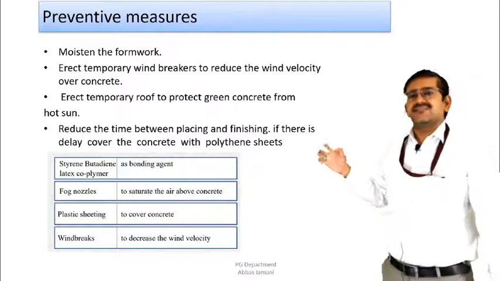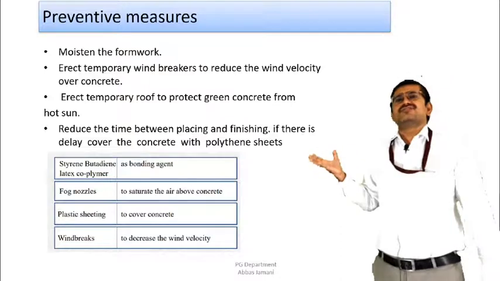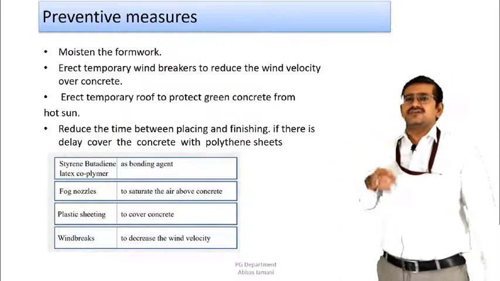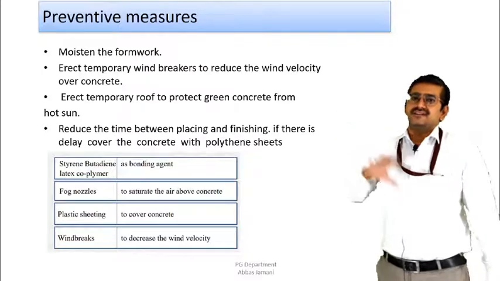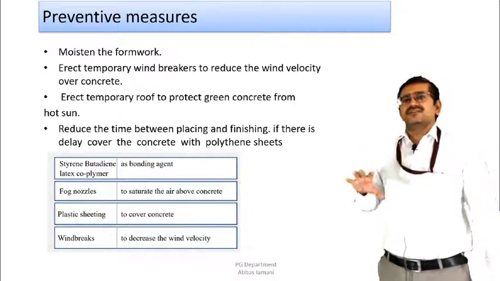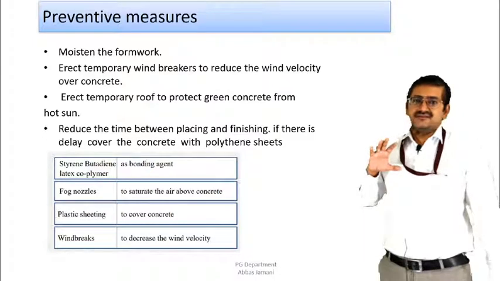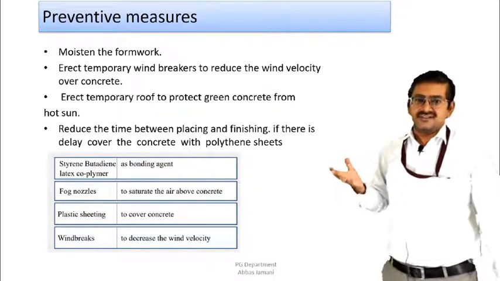Second is to erect temporary wind braces. As I said, when the wind velocity is high, the rate of evaporation is greater. So in order to reduce the direct contact of the wind with the surface of the concrete, one of the things you can do is install a wind barrier. Wind barriers can be made of polythene sheet also.